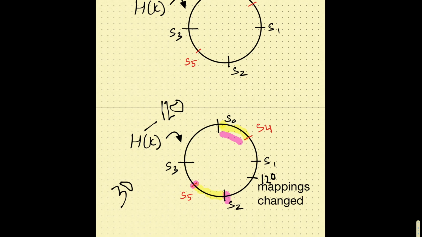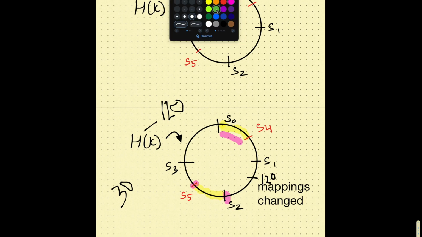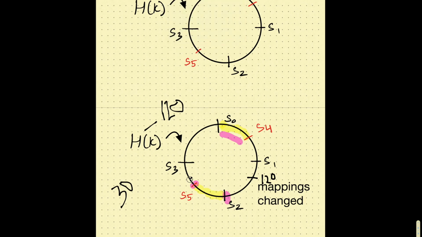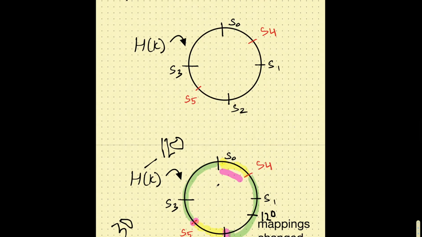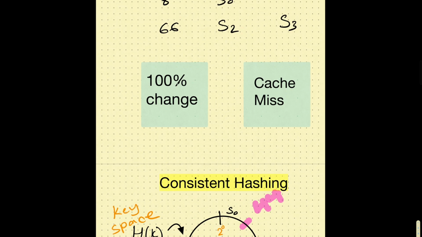Apart from that, no matter where your number comes down now, so let's just change colors over here, all the mappings over here, all the mappings over here, none of them are changing. You're going to go to the same servers just like you were before. So the only mappings that changed are this and this, which is a very, very big improvement from before, where we were getting 100% mapping change and all the requests that were coming in were getting a cache miss.